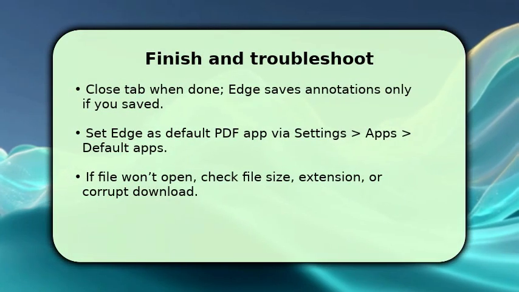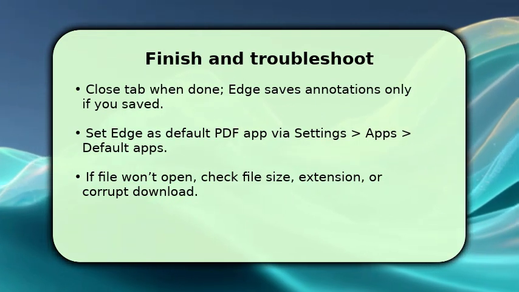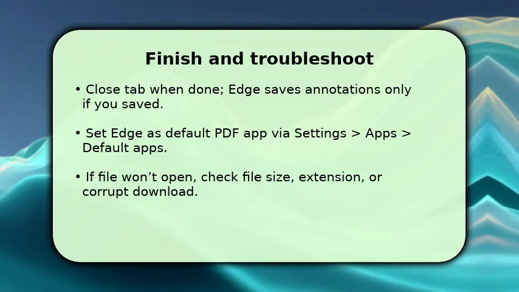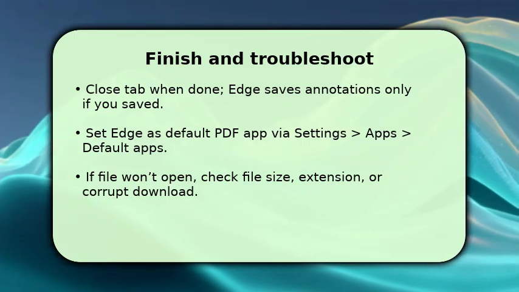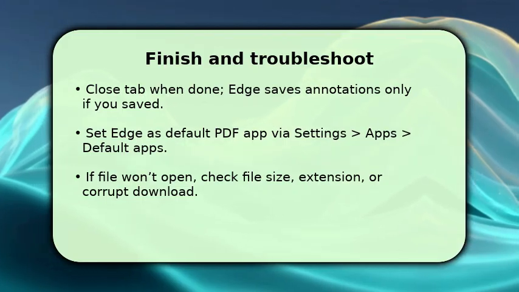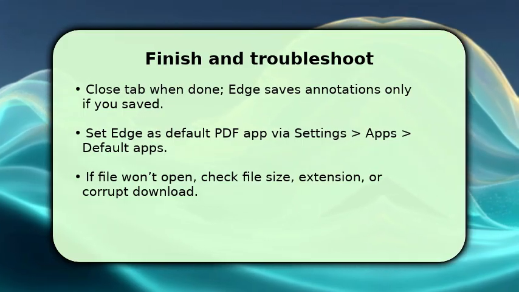To finish, save any edits and close the tab. Remember, Edge only keeps annotations if you explicitly save. If you want PDFs to always open in Edge, go to Settings, Apps, Default Apps, and pick Microsoft Edge for PDF. If the file won't open, first confirm the extension is PDF and the download completed.